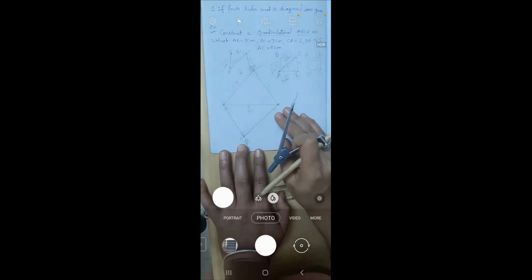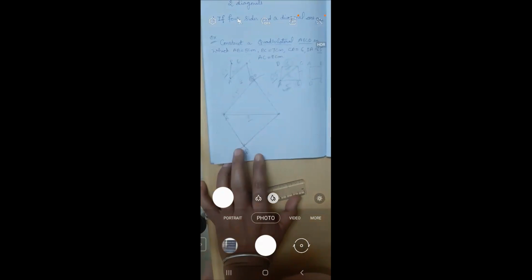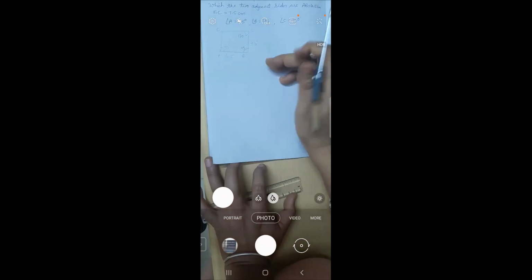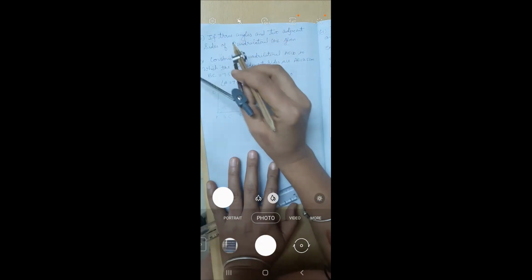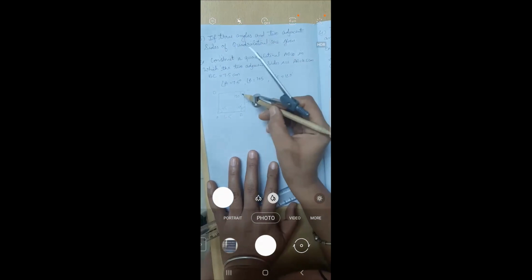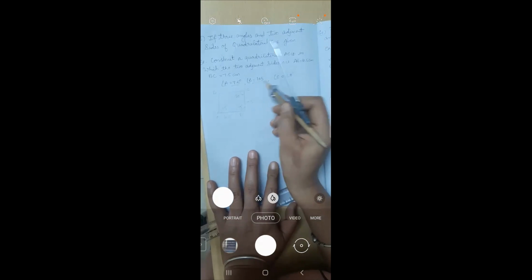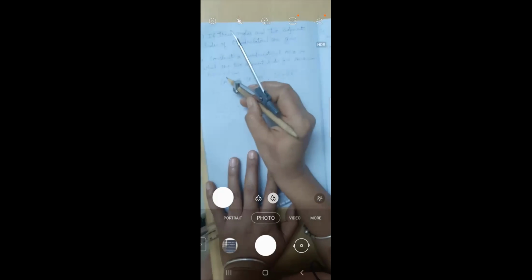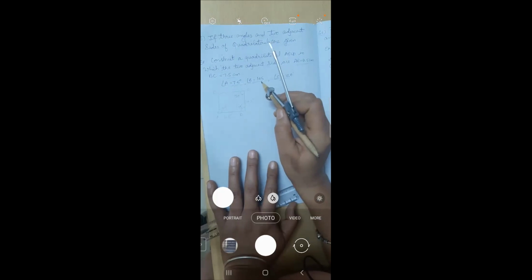Yes, ma'am. Clear? Okay. Now we will do the case where angles are given. This is the second example. This example is if 3 angles and 2 adjacent sides of a quadrilateral are given: angle A, angle B, angle C, and sides AB and BC. Then how will you construct this quadrilateral?